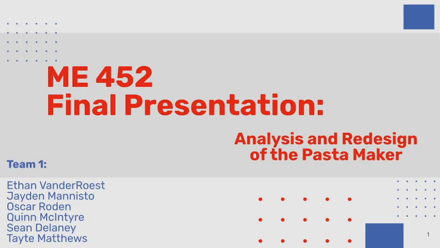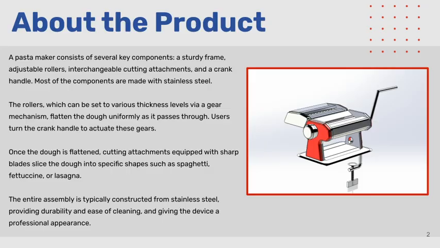The team consists of Ethan Vanderroost, Jaden Manisto, myself, Oscar Roden, Quinn McIntyre, Sean Delaney, and Tate Matthews. Our chosen product for redesign is a manual pasta maker. A pasta maker consists of several key components: a sturdy frame, adjustable rollers, interchangeable cutting attachments, and a crank handle. Most of the components are made with stainless steel.